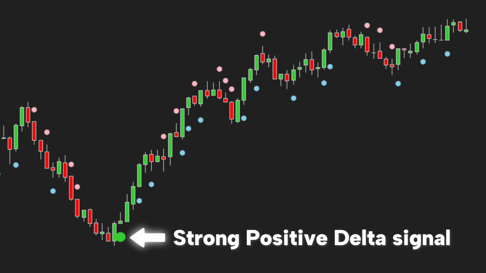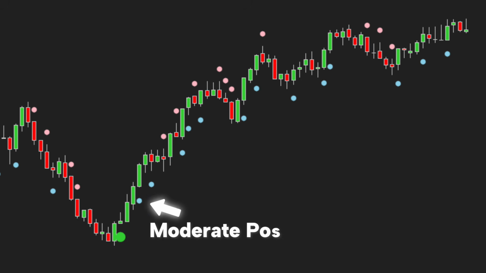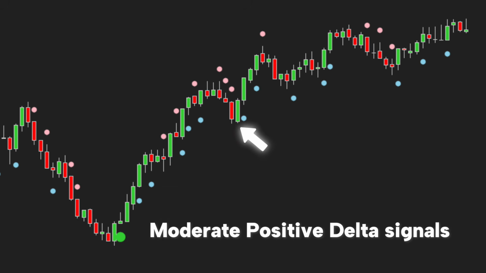Next, we've got the strong positive delta signal. On the chart, this shows up as a bold green dot. Whenever you see this green dot, it's telling you that buying pressure is very strong. And along with that, you'll also notice light blue dots showing up on the chart. These are the moderate positive delta signals. When you see these dots appear on a candle, it means buying pressure is starting to show up.